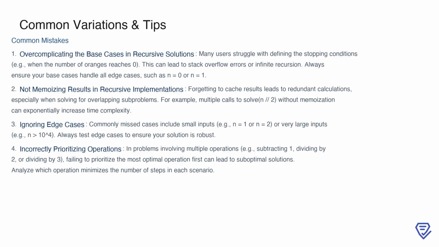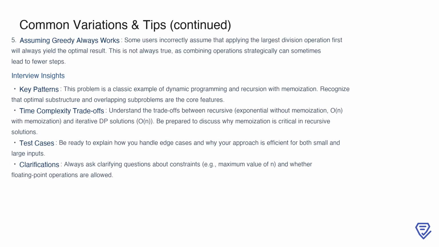Finally, failing to prioritize operations correctly can lead to suboptimal solutions. For instance, when deciding between subtracting 1, dividing by 2, or dividing by 3, it's important to carefully analyze which operation minimizes the number of steps in each scenario. Another common misconception is assuming that a greedy approach, always applying the largest division operation first, will consistently yield the best result. While this might work in some cases, it's not universally optimal. Sometimes, a strategic combination of operations will lead to fewer steps overall.